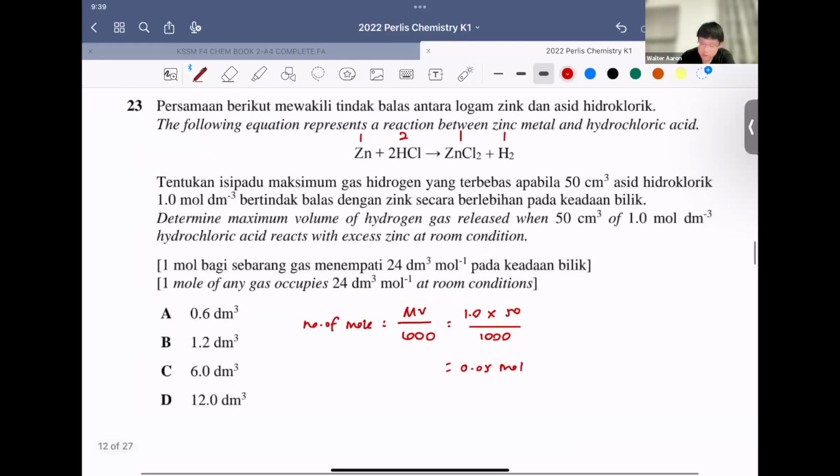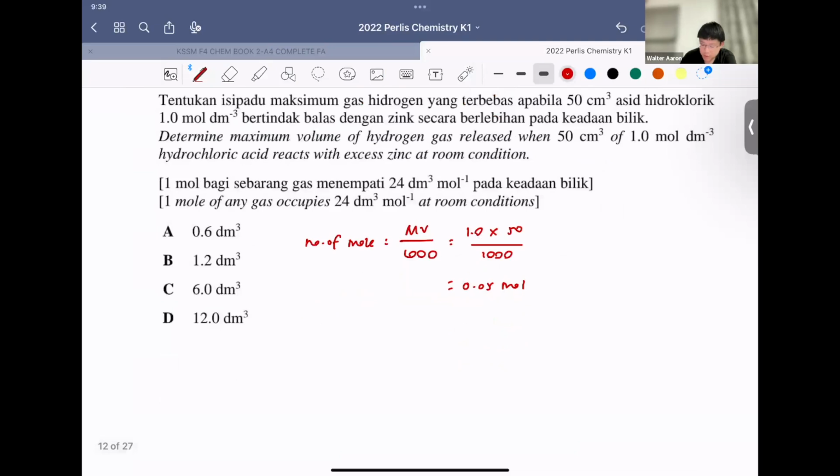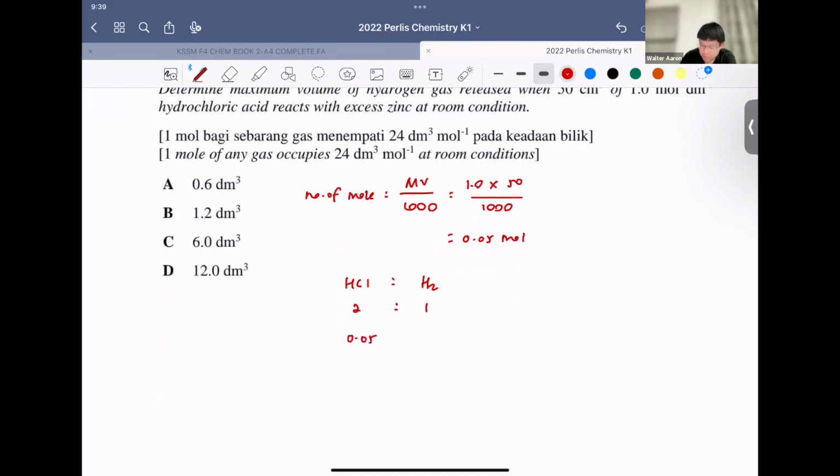Okay, so you can see here we're comparing that for every 2 moles, you get 1 mole of this. So if you want to compare in terms of moles, the HCl to H2 ratio should be 2 to 1. Currently what we have is 0.05 mole. If you were to get half of it, it would be 0.05 divided by 2, and that should give you 0.025. So the number of moles of hydrogen, in terms of comparing ratio, will be 0.025 mole.